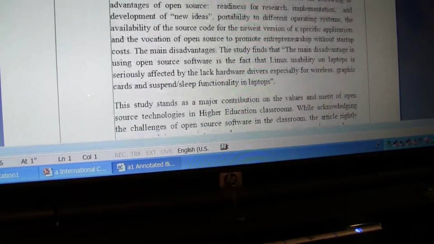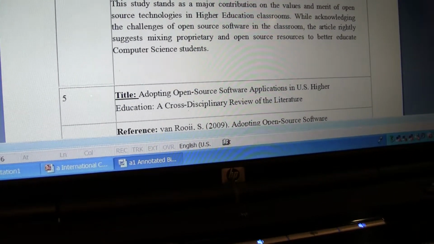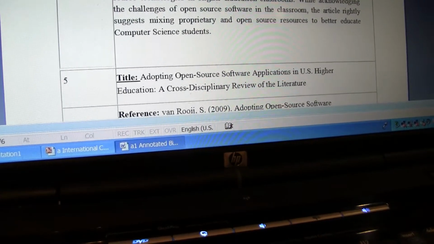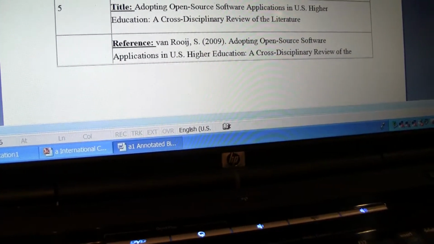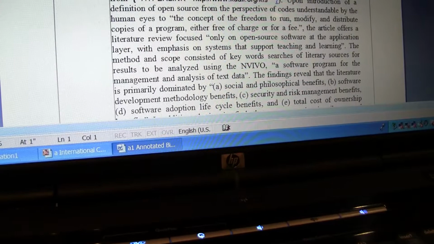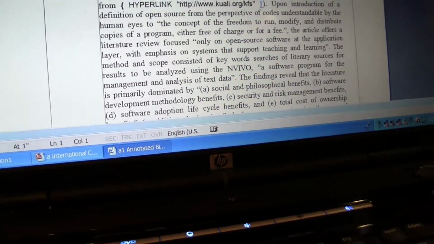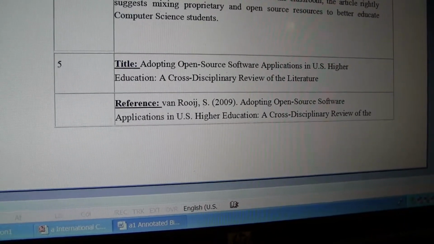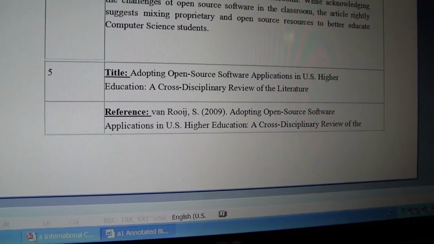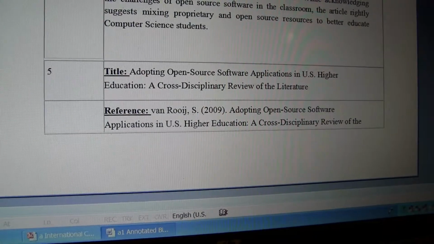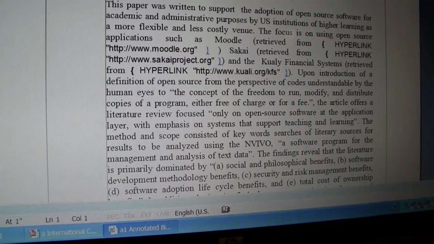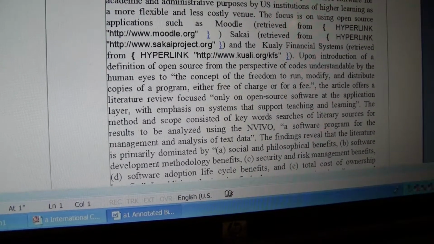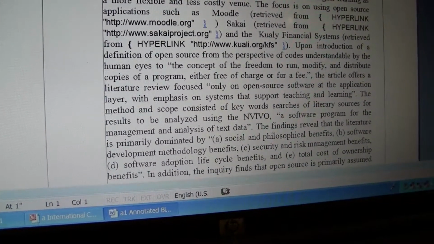The fifth paper was Adopting Open Source Software Application in U.S. Higher Education, a cross-disciplinary review of the literature. The central theme of that paper was adoption of learning management systems: Sakai, Moodle, and the Kuali system.